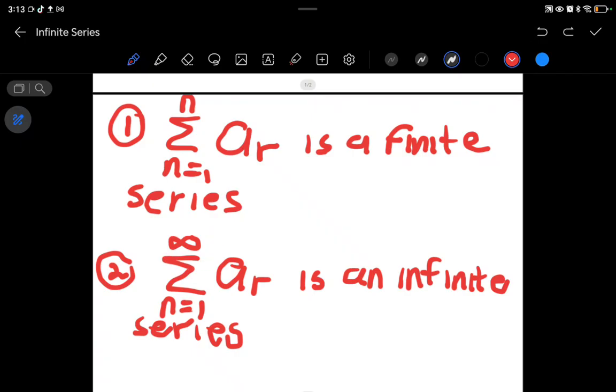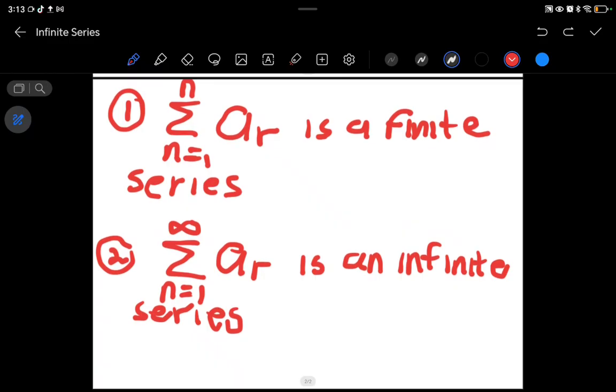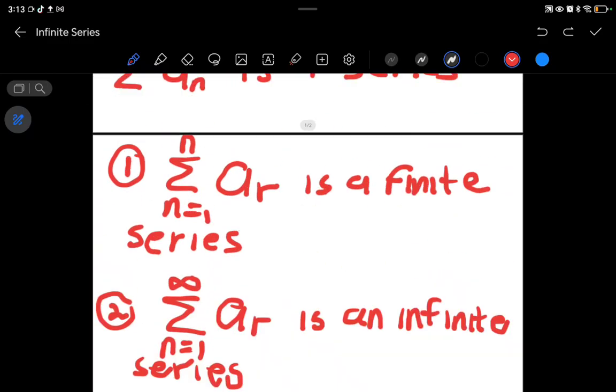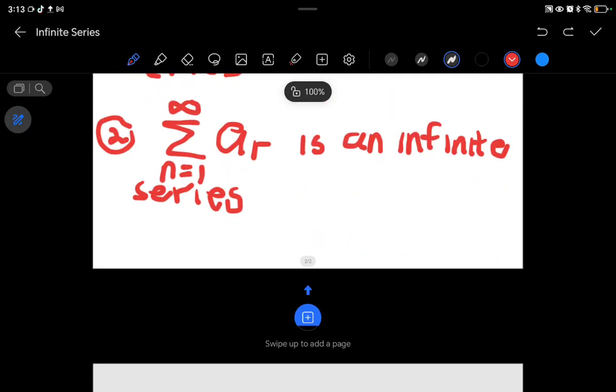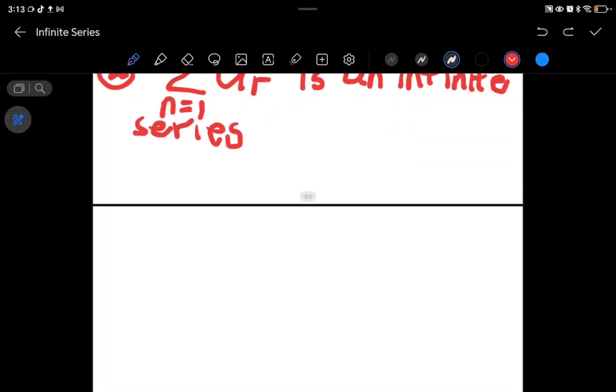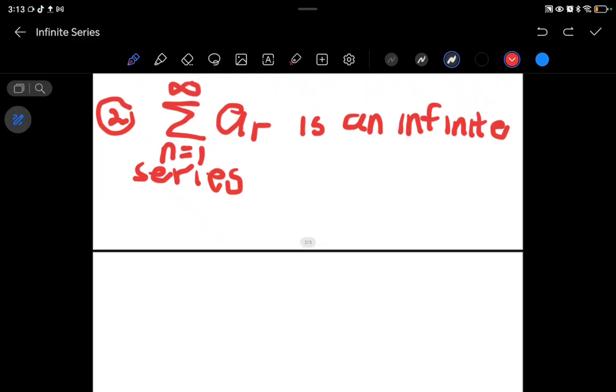So now I would like us to talk more about number 2. This is what we're going to be discussing most here. So if I was to say, let's look at some examples of the infinite series.